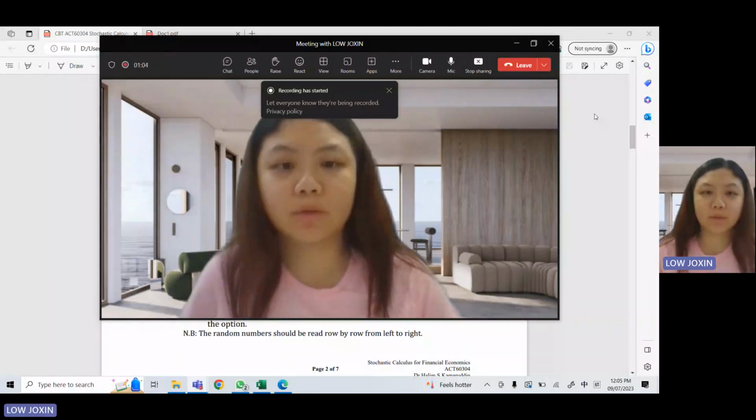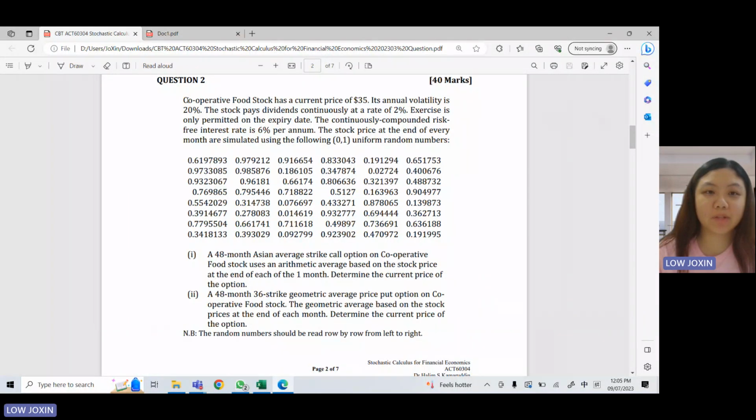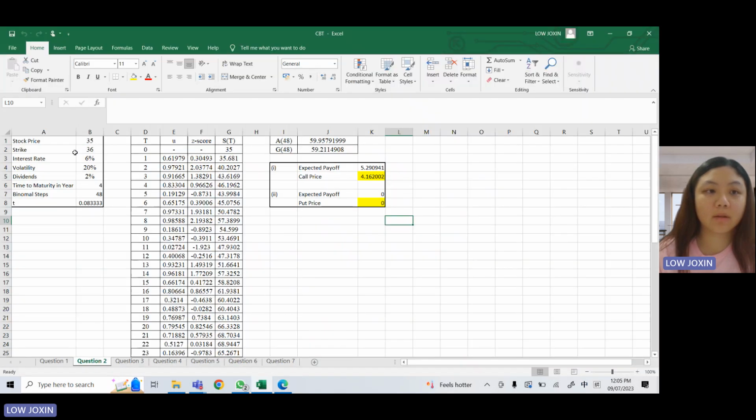Hello. So we are going to discuss question 2 and question 7 for the stochastic calculus for financial economics CBT. So for question 2, a cooperative food stock has a current price of $35. Its volatility is 20%. So stock price is 35, volatility is 20%.